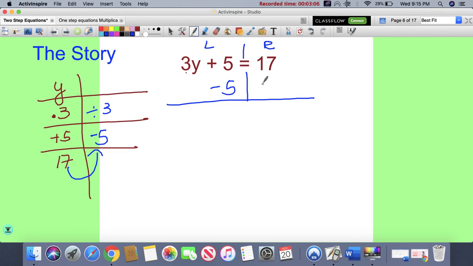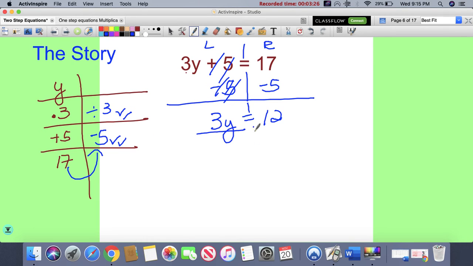If I subtract 5 from one side, I will subtract 5 from the other side. Well, 17 minus 5 is 12. These two will eliminate each other because plus 5 and minus 5 is 0. And I'm going to bring that 3y down. So that's step 1. Step 2 is this. I have to divide both sides by 3.